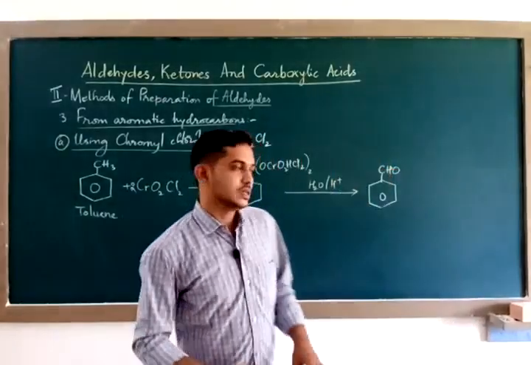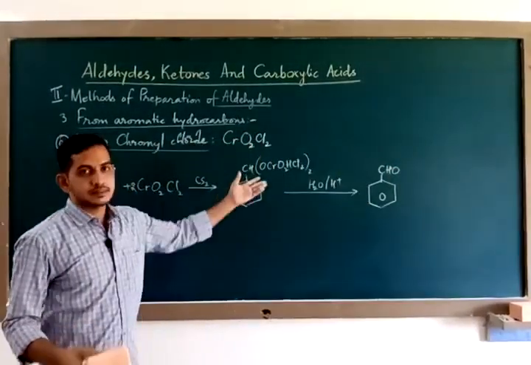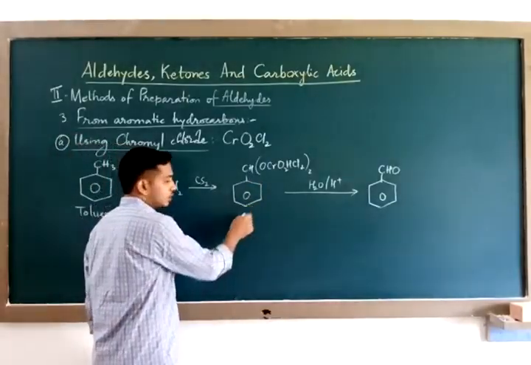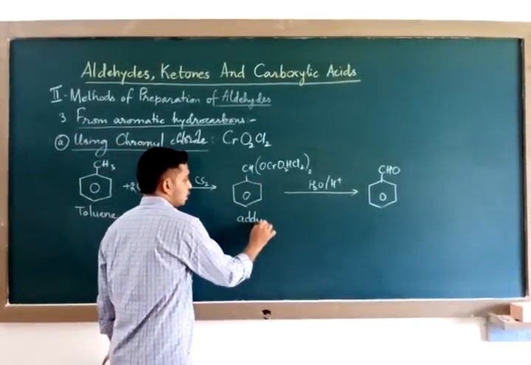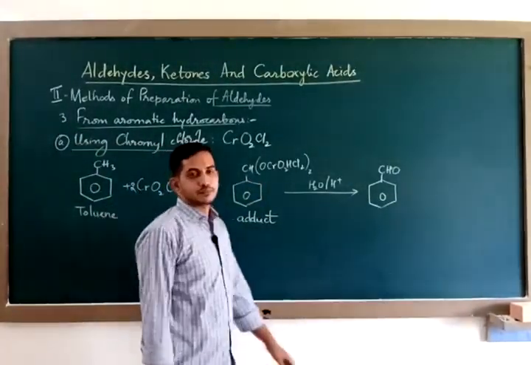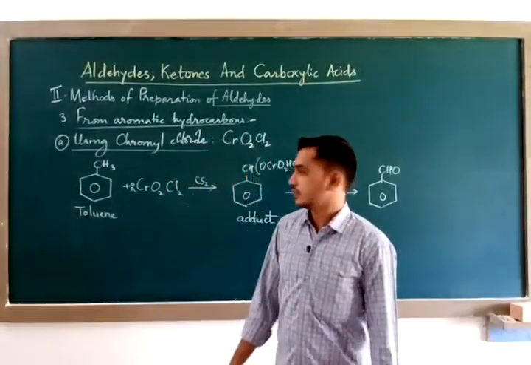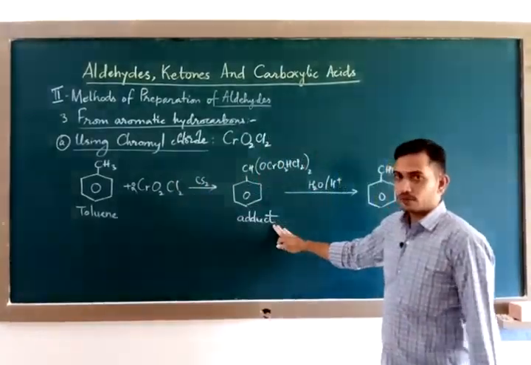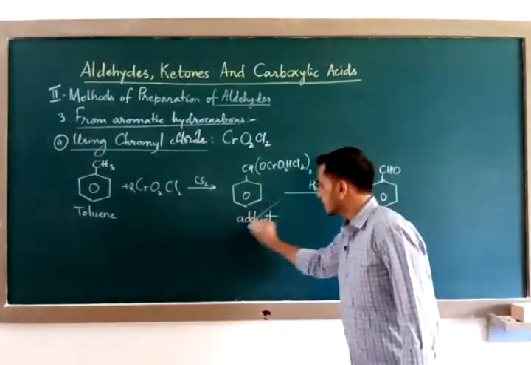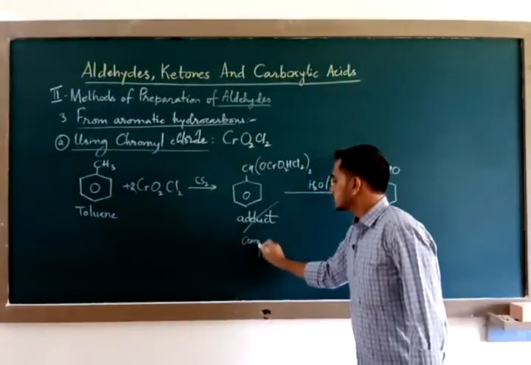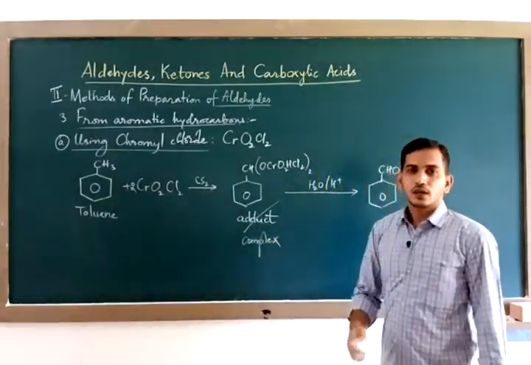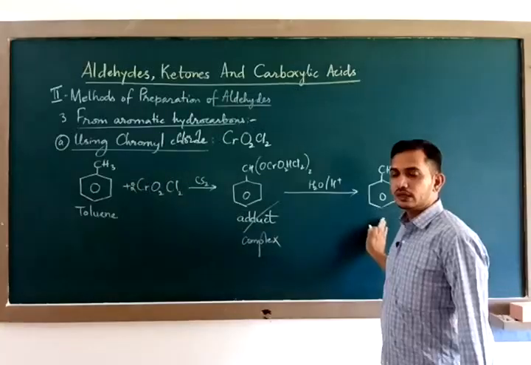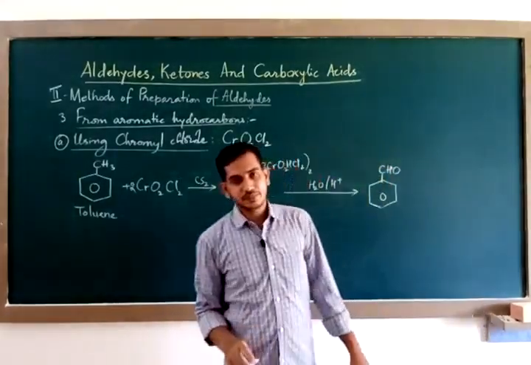You may ask, sir, how do I remember this? Memorize. There is no other alternative. Sir, what should I call this? You call it an adduct. An adduct is an addition product. Whenever chromyl chloride is reacted with toluene, an adduct is formed, or simply, if not adduct, you say a complex is formed. A complex is a bigger compound. A complex is formed whose hydrolysis will give you benzaldehyde.